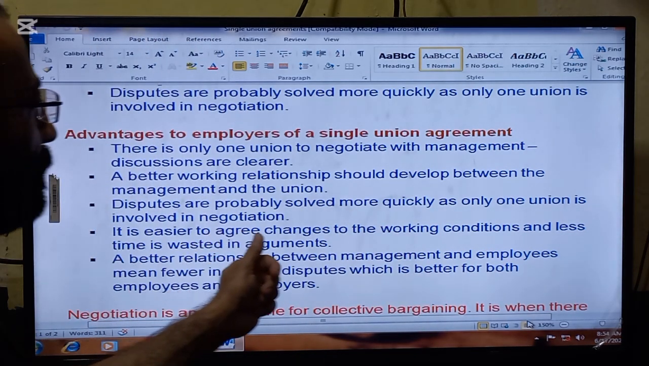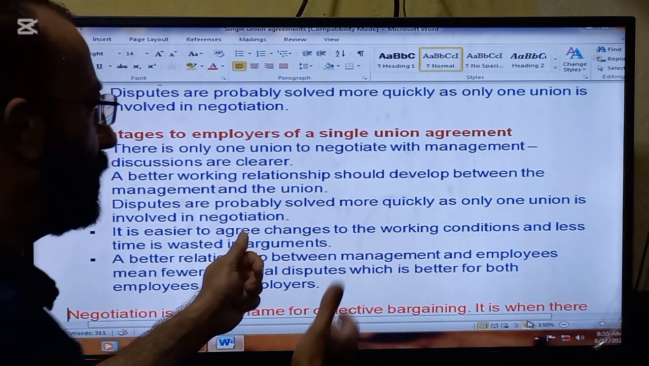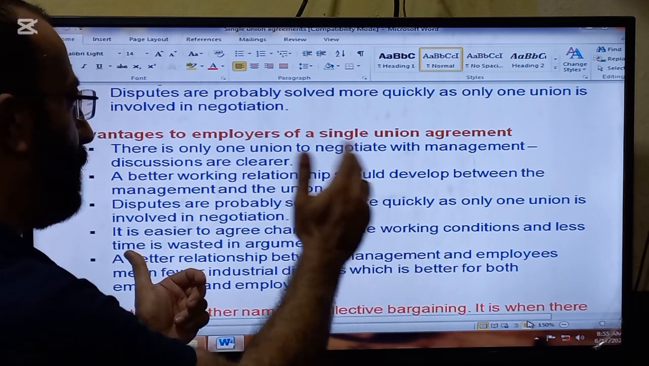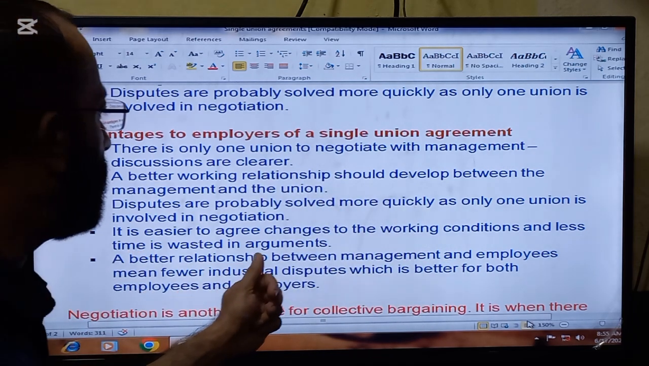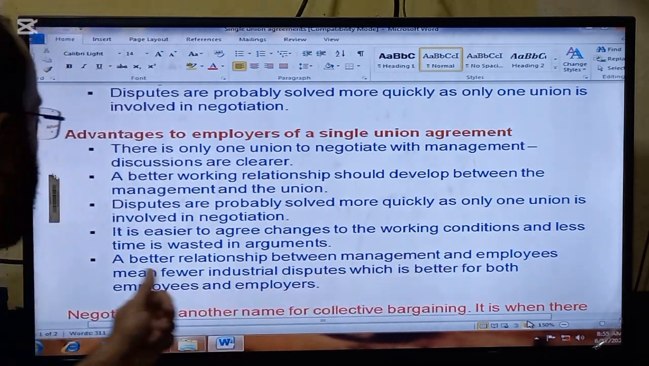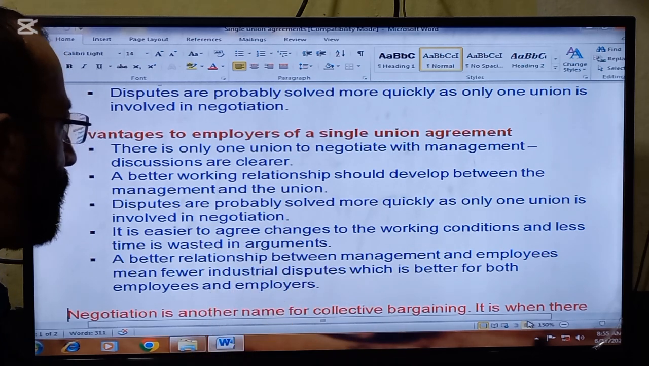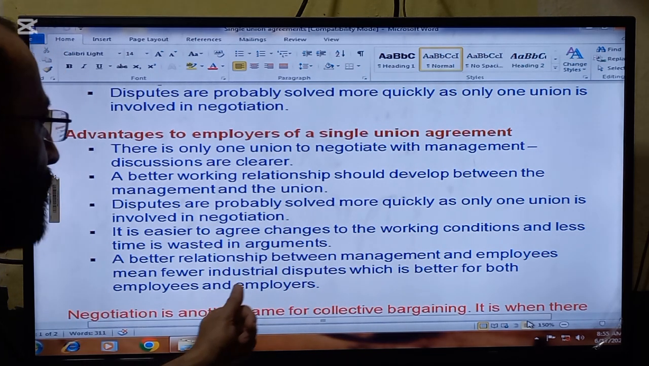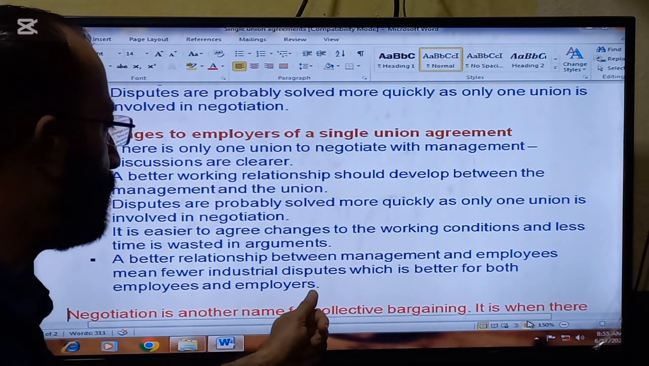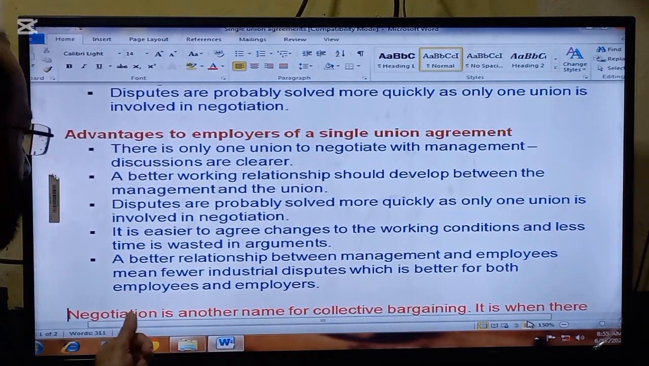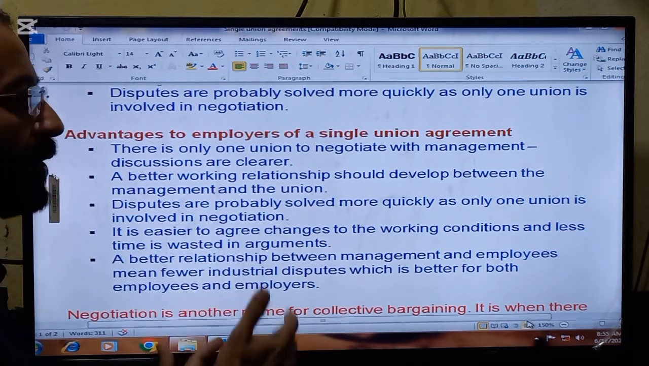Disputes are probably solved more quickly as only one union is involved in negotiation. So this is the same advantage for the employees and for the employers. It is easier to agree changes to the working conditions and less time is wasted in arguments because one-to-one negotiation is there. A better relationship between the management and the employees means fewer industrial disputes, which is better for both employees and the employers. So these are the advantages for the employers.